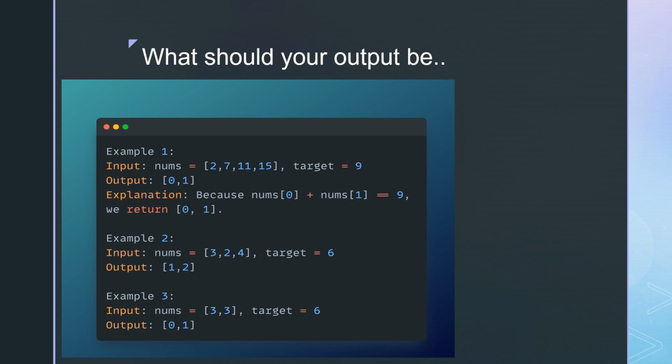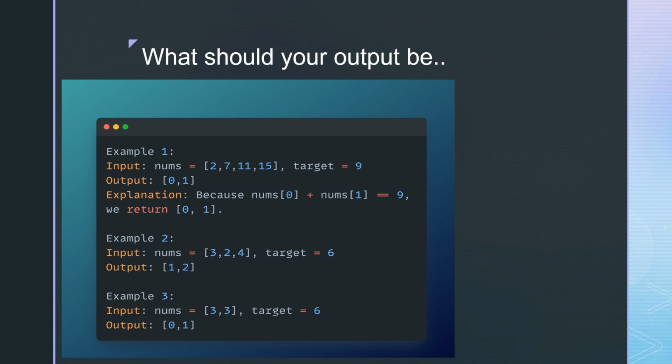In the same way, if we take the list for nums as 3, 2 and 4 and the target value of 6, then in output we will get the index value for 2 and 4. Why? Because if we add 2 plus 4, we will get the target value, which is 6. So it will return the index of value 2 and 4.